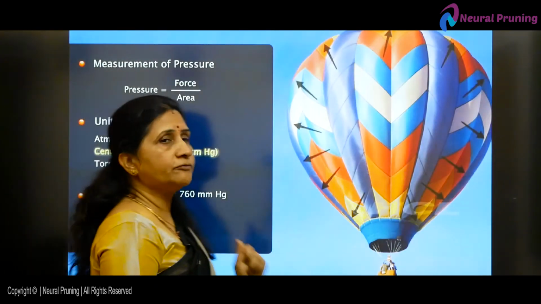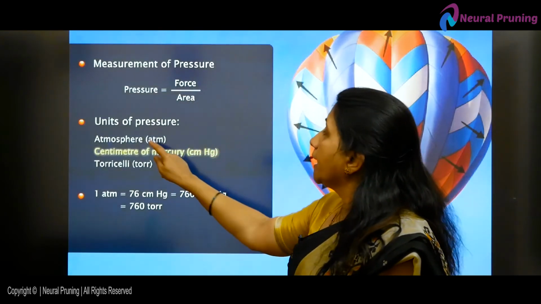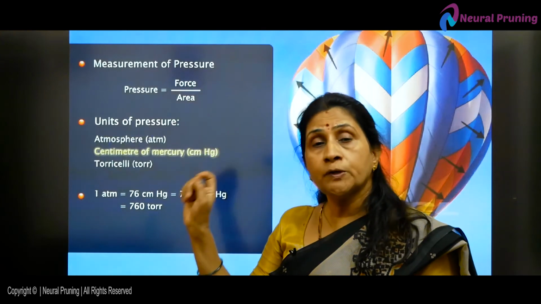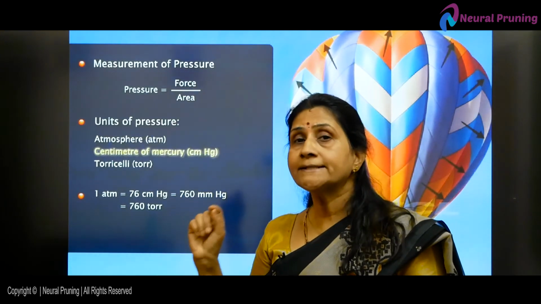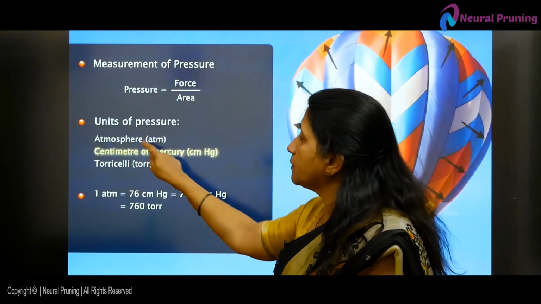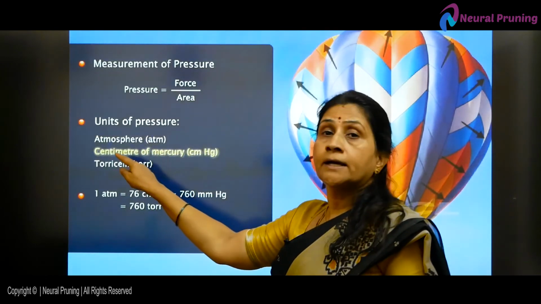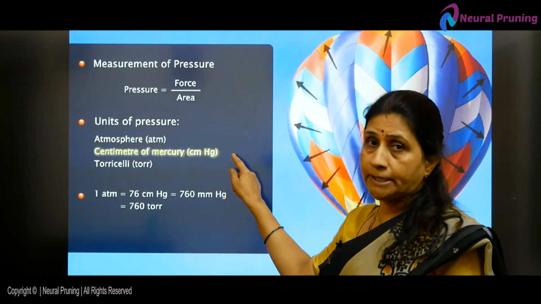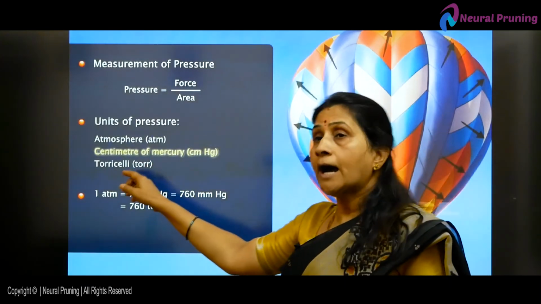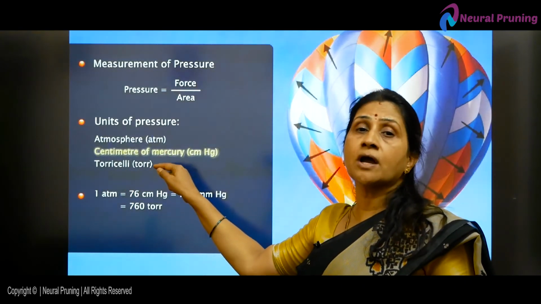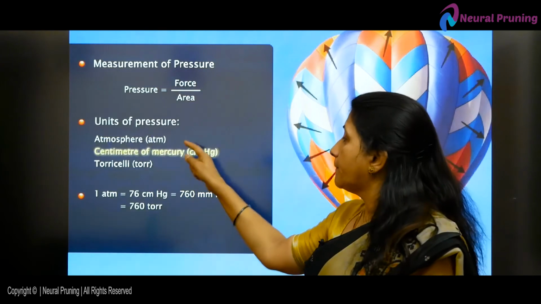What is the unit of pressure? It can be measured in atmospheric pressure, which we usually abbreviate as atm. Then centimeter of mercury, cm of mercury, is another unit. The next unit is the torr, usually called Torr. Torr is a unit of pressure.